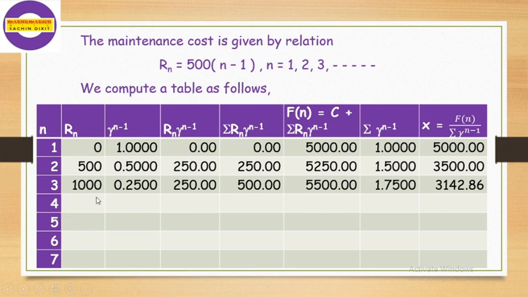So we come to the fourth year, when n is equal to 4. 4 minus 1 is equal to 3. 3 into 500 is equal to 1500. Then gamma is 0.5, n is equal to 4. 4 minus 1 is 3. Therefore 0.5 raised to 3, we get 0.125. We multiply this 0.125 into 1500, we get 187.50.